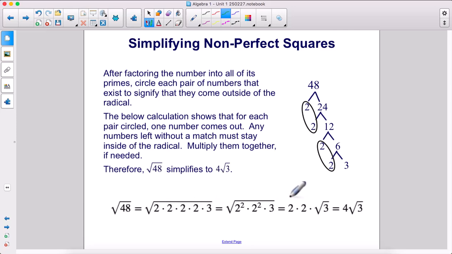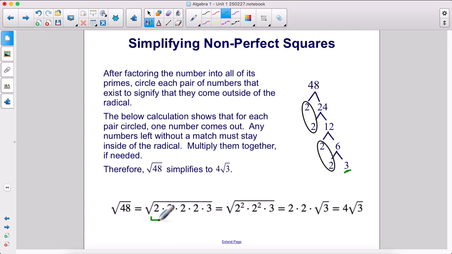The below calculation shows that for each pair circled, one number comes out. Any numbers left without a match, like this 3, must stay inside of the radical. Multiply them together if needed. So you can see the square root of 48 can be rewritten as 2 times 2 times the square root of 3.